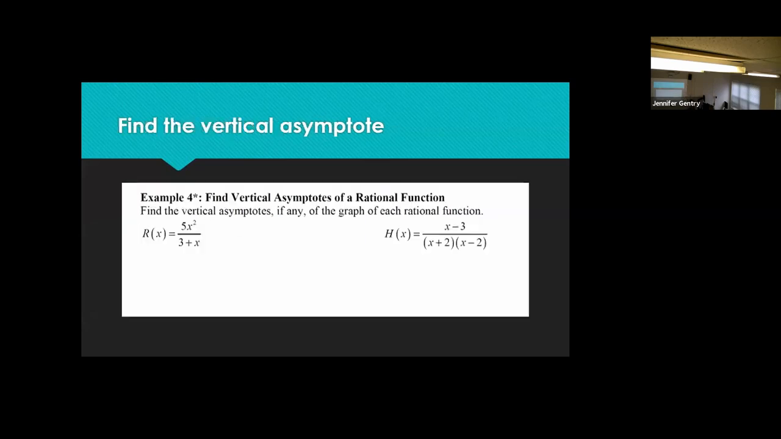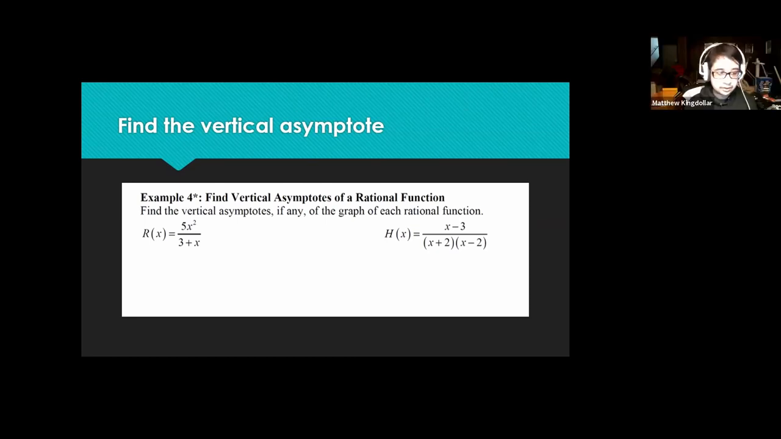Let's do 2 examples on the next page, the first 2 problems. Find the vertical asymptote. Remember, what can't be 0 for vertical? The denominator. What would it be for r of x for the first one? X cannot be what? What would the asymptote be? You have 3 plus x equals 0. What would x equal? -3.